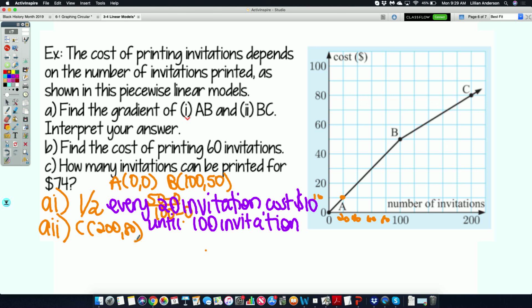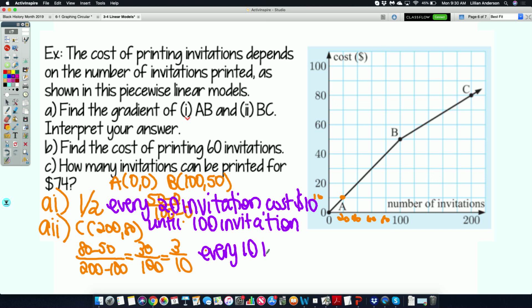So now we're doing BC. That's 80 minus 50 over 200 minus 100. Yes? You sure? Yes. It was 80 minus 50, 30. Take off the 0. So this is 3 over 10. So now this is saying for every, how many invitations? For every 10 invitations, how much does it cost now? Not $30, $3.